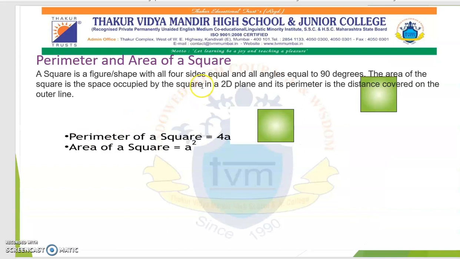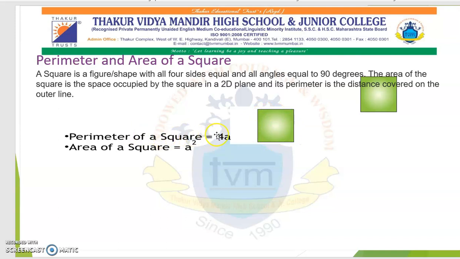Perimeter and area of a square. A square is a figure with all four sides equal and all angles equal to 90 degrees. The area of the square is the space occupied by the square in a 2D plane and its perimeter is the distance covered on the outer line. See, this is the perimeter. And what is area? This all green portion inside the given figure is the area.